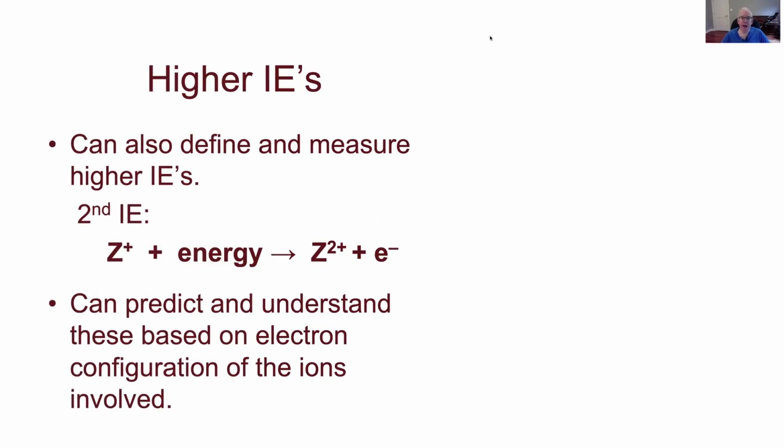We can also think about higher ionization energies, second ionization energy or a third ionization energy, and so on. All right. Those are going to be defined in a way similar to the first ionization energy, except we're going to start with something that's already got a positive charge. So the second ionization energy would be defined like this: take the Z plus cation, measure how much energy we have to supply to pull an electron away from it to make Z2 plus. Okay. For every element, the second ionization energy is always going to be higher than the first ionization energy. And that's just because now I'm trying to pull an electron away from something that's already got a positive charge on it. That's always going to make it more difficult.